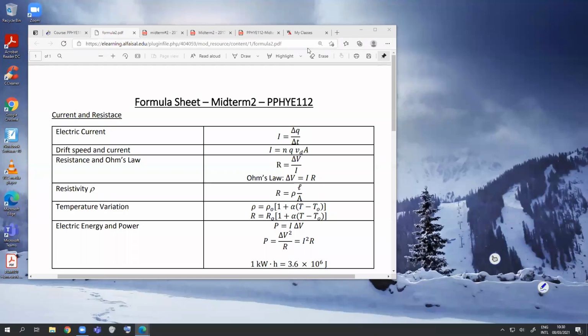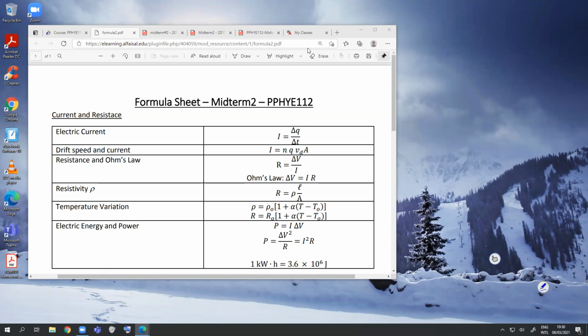Yeah, okay, I have the formula sheet open. You can all see that. Chapter 7, only two chapters, and hopefully you should be able to do it all correctly. Tomorrow is our exam, midterm 2.